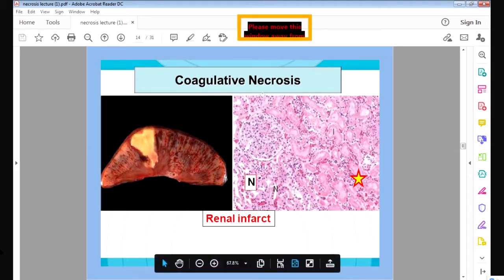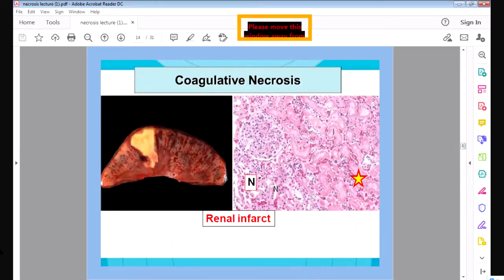Here also, this is a microscopy. Always we have to do the microscopy. We have to see the gross by eyes, and also under the microscope, to confirm whether it is necrosis. Here you can see this N is the normal area, where you can see these are the kidney cells. You can see a lot of nucleus. These bluish are the nucleus.